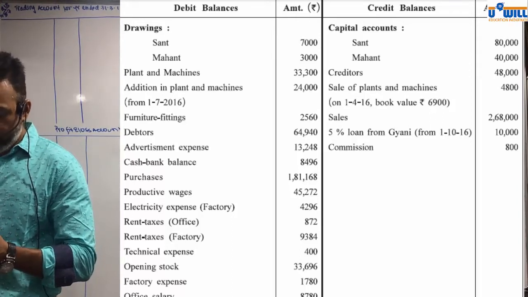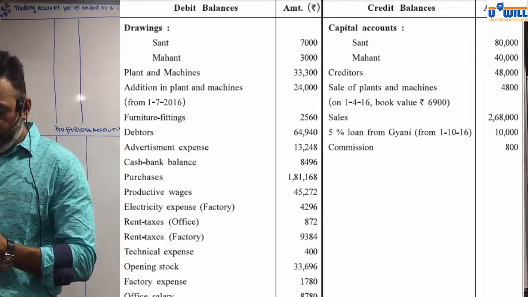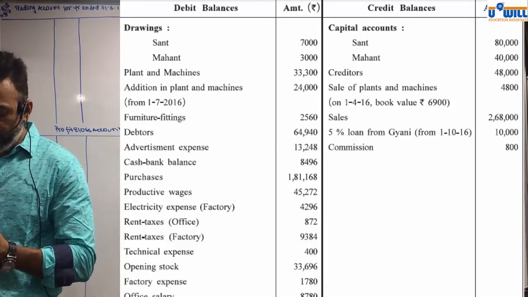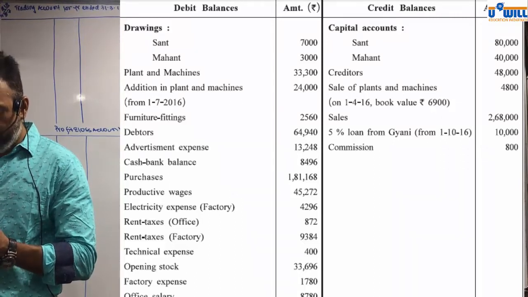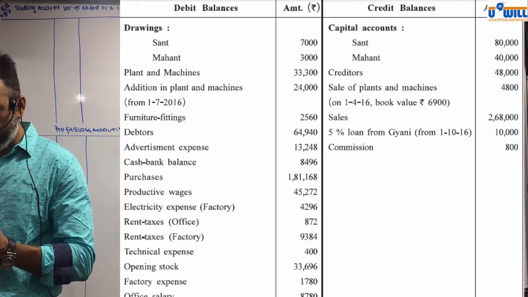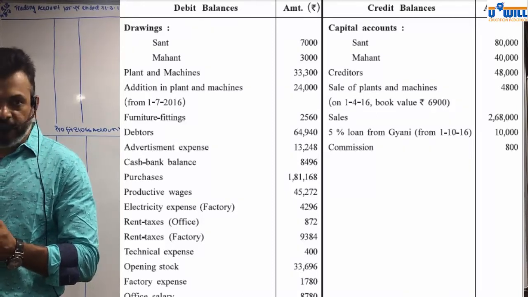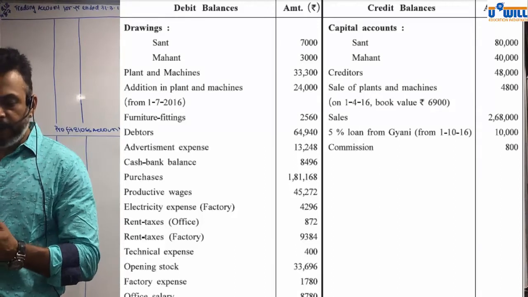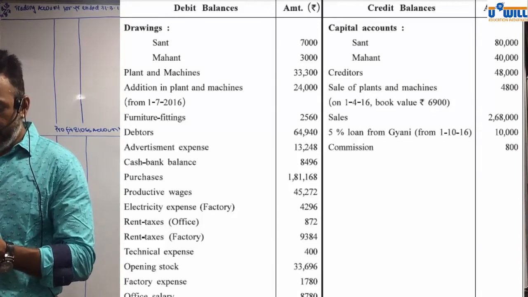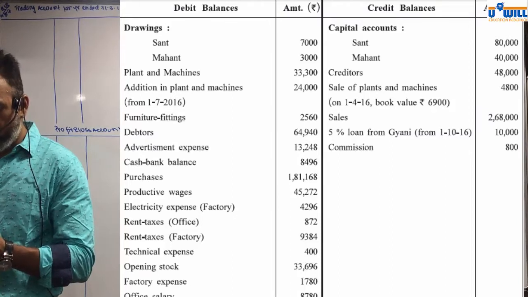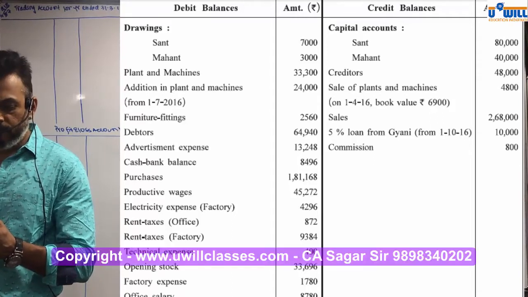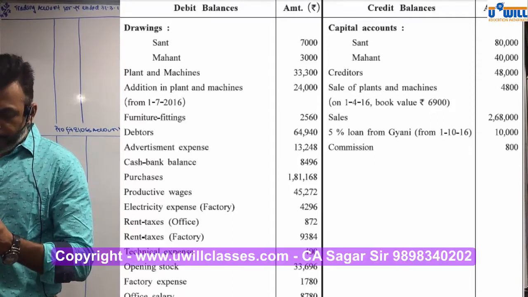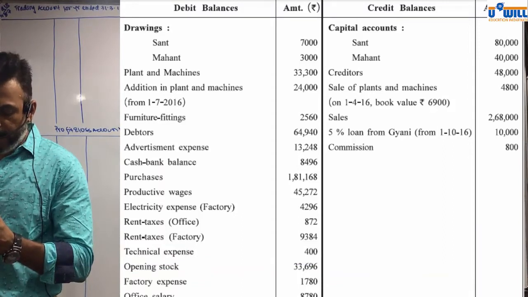Furniture and fittings, asset. Addition also asset, which will be added to plant and machine. Debtors, asset. Advertisement, profit and loss. Cash balance, asset. Cash and bank balance, asset. Purchase, trading. Productive wages, trading. Electricity expense, factory, trading. Rent, taxes, office, profit and loss. Rent, taxes, factory, trading. Technical expense, profit and loss. Opening stock, trading. Factory expense, trading.